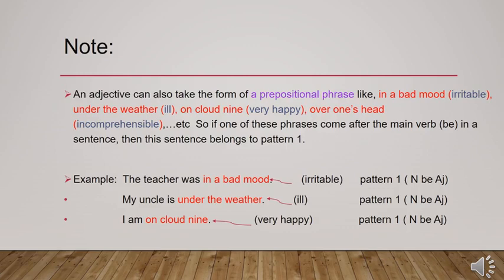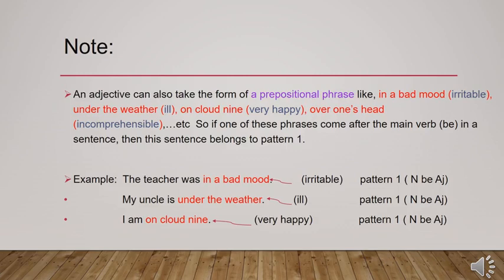My uncle is under the weather. Is is the main verb. It is be. My uncle is N. Under the weather means ill. It's not a place. It is a prepositional phrase that means ill. It's just like saying my uncle is ill. So under the weather is adjectival. So we have N, be, adjectival. It is pattern number 1.